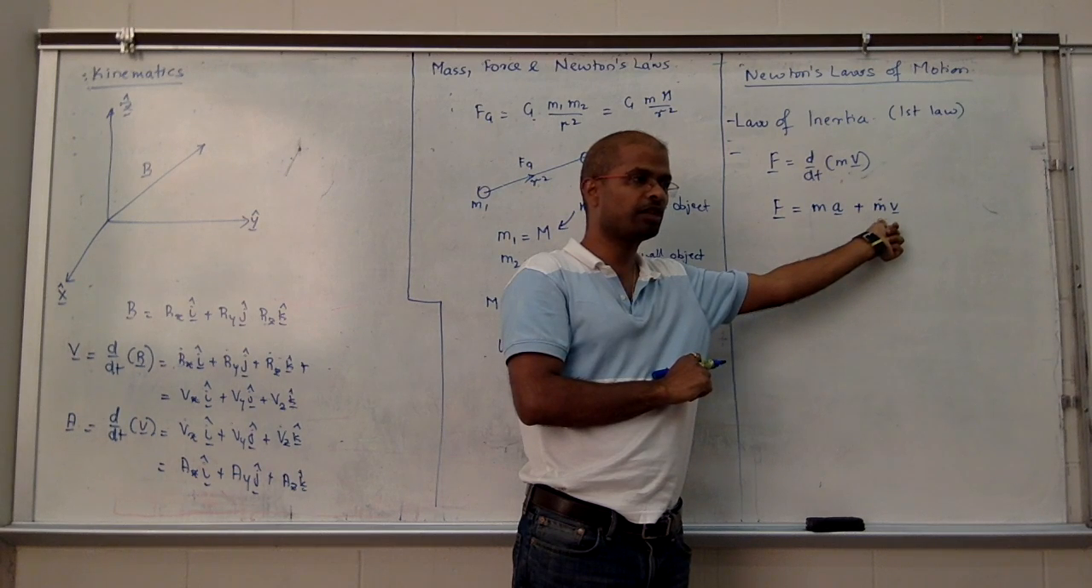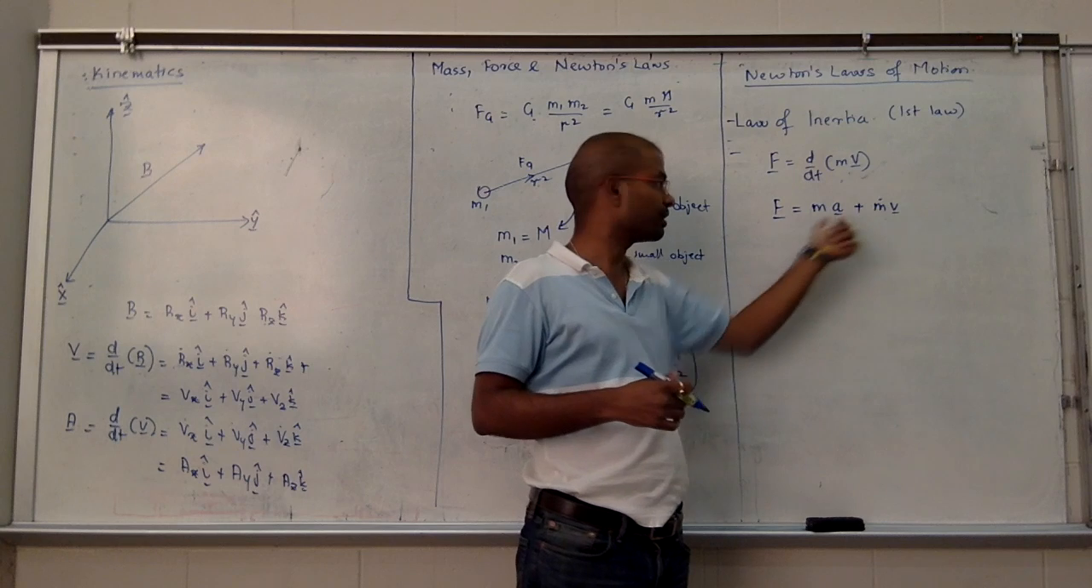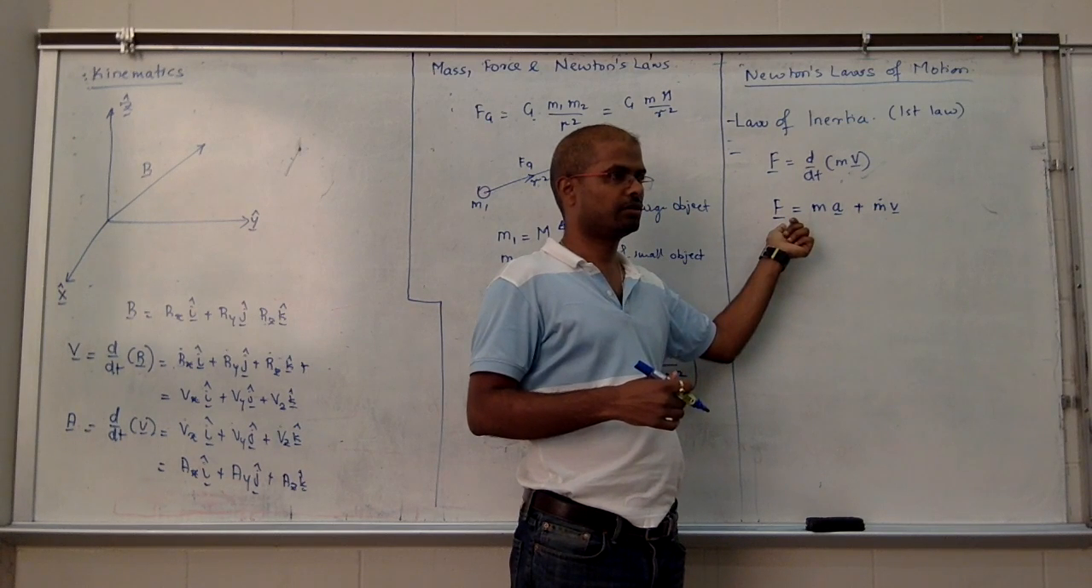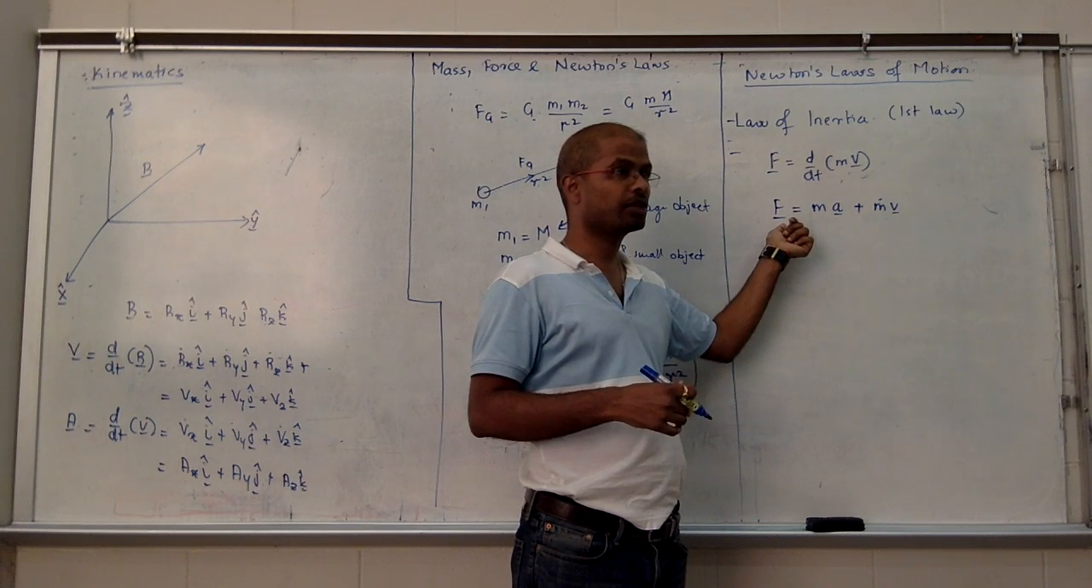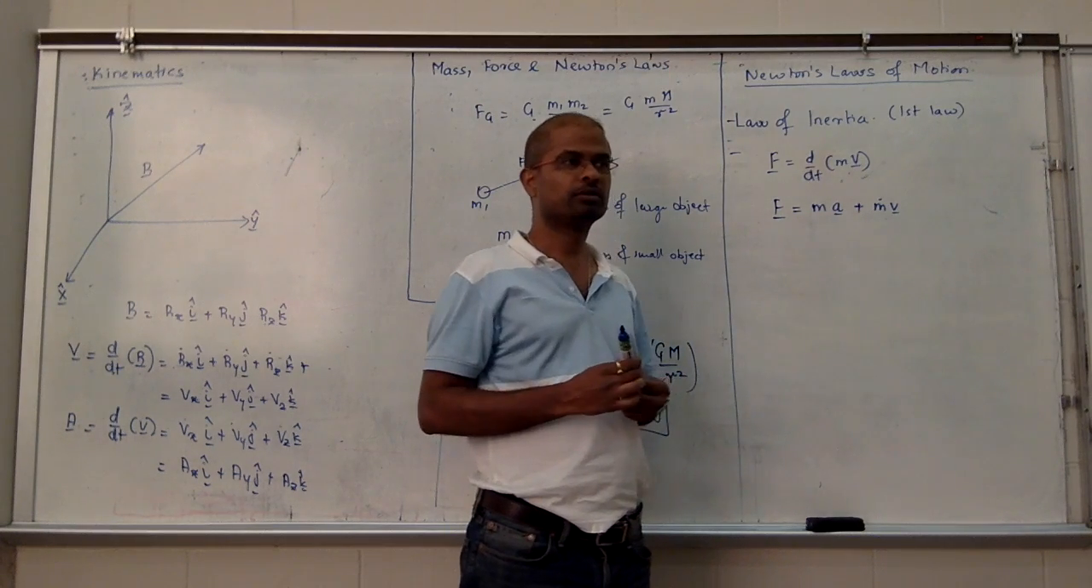But for a launch vehicle, is m dot 0? There is mass loss. M is changing for a rocket. That results in thrust. You should understand how a rocket gets launched. How will a rocket get launched? Why does it go up?